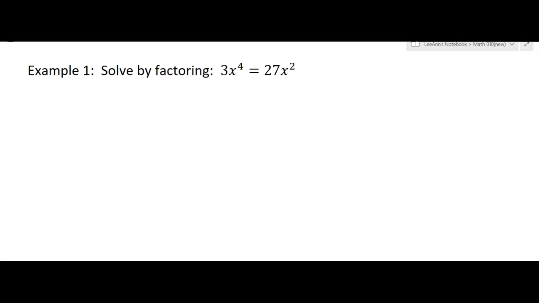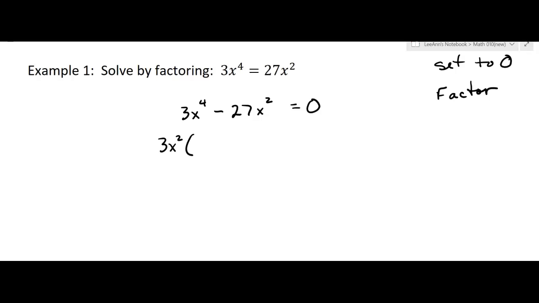So our example here says solve by factoring. Okay, so they tell us to factor. What you want to do is set it to 0. So I'm going to say 3x to the 4th minus 27x squared equals 0. Just like with a quadratic equation, if you're going to solve by factoring, you set it to 0. And then here I'm going to have what's called a GCF. So I'm going to factor that left-hand side. I'm going to pull out a 3x squared, and then I'll have x squared minus 9, right?